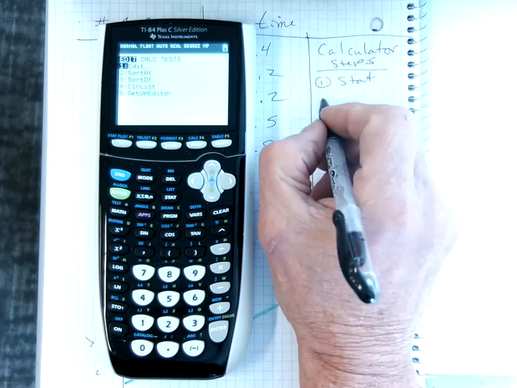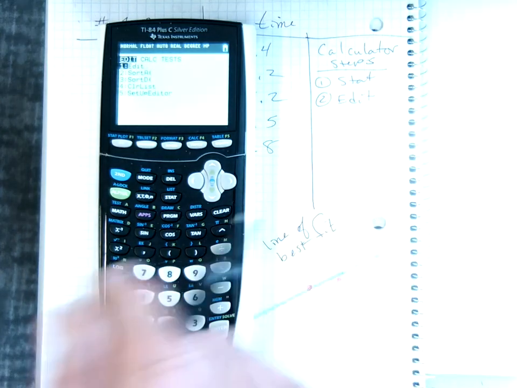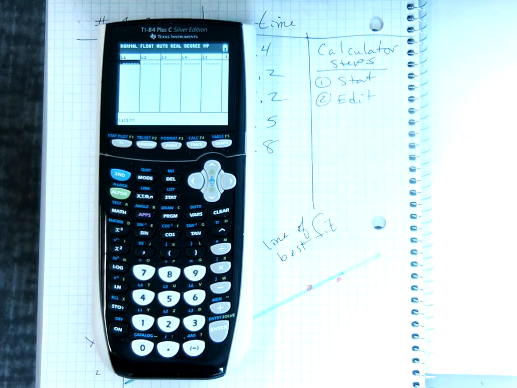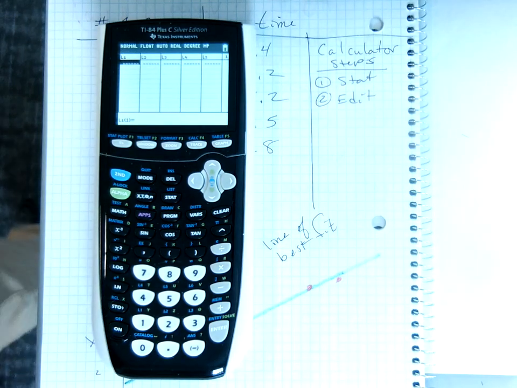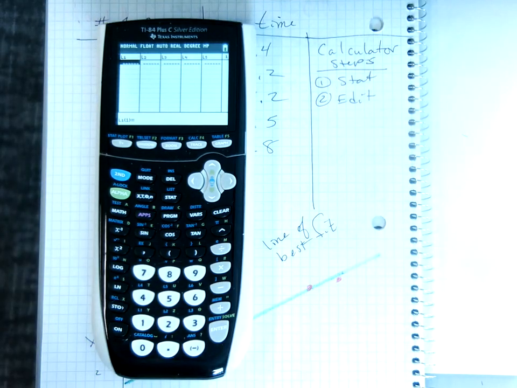We want to edit, because edit means to make or change. Does that make sense? So I push edit, and I have a list 1 and a list 2. If you have different lists, don't worry about it. Now, go back to stat and push enter. Perfect. Now, there's already stuff on it. If there's already stuff in it, then watch. You need to clear your list. Okay, step 3.